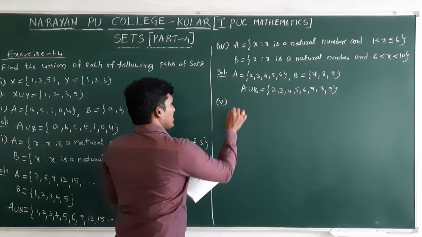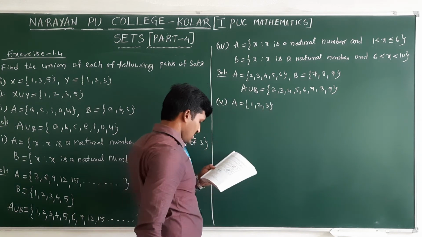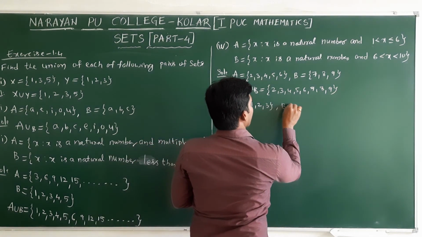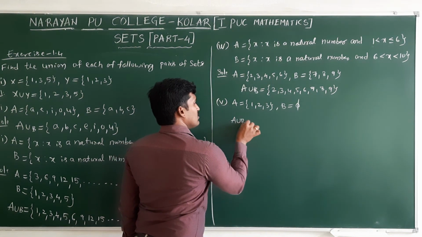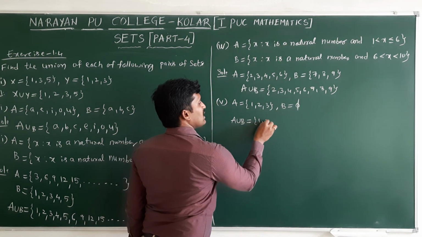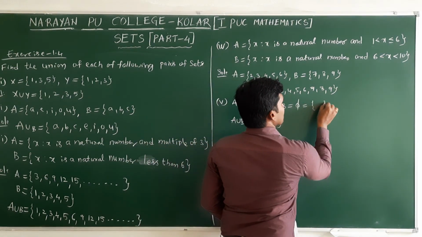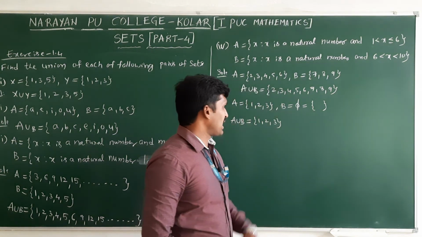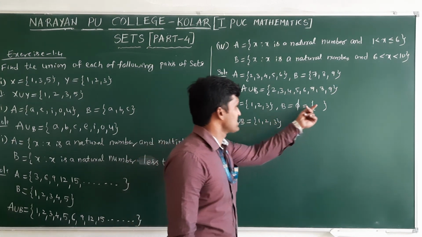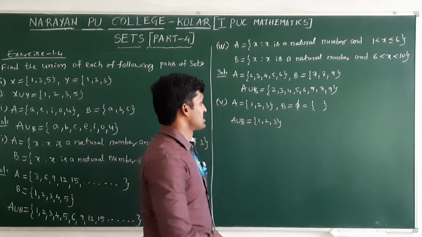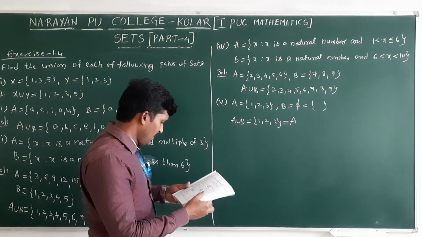Next, the fifth one. A equal to the set of 1, 2, 3. B is given as phi, the empty set. If you combine these two, what will you get? Only 1, 2, 3. Phi means an empty set, clearly. There are no elements in this. By combining, again you will get the same elements that are present in A. There are no elements here to take into the set. So it is again equal to the A set only.